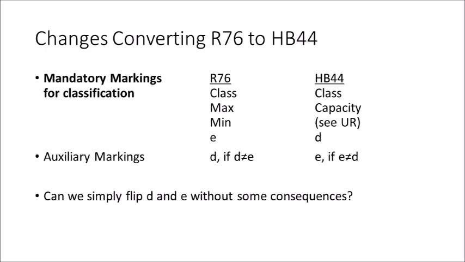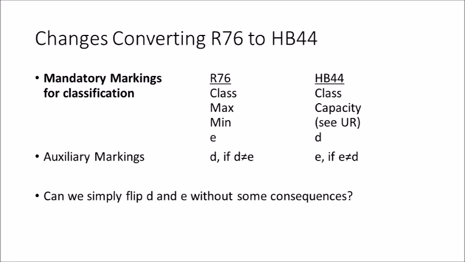When it gets translated into Handbook 44, notice what changes. The class and the capacity, same as max, they come through okay. But there is no minimum load marking requirement in Handbook 44. It's handled as a user requirement, and we'll go look at that in a minute.